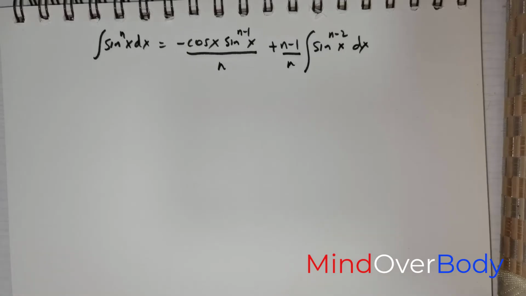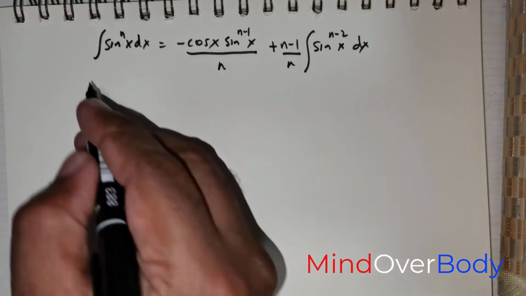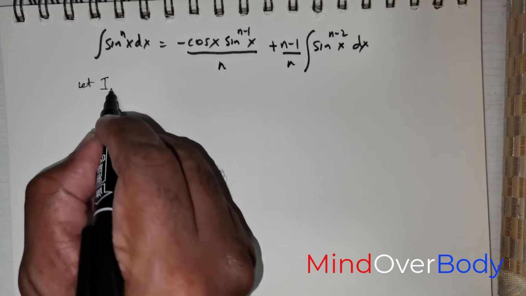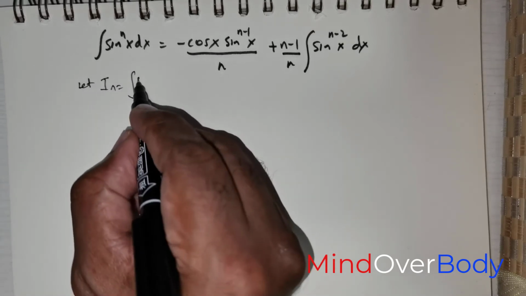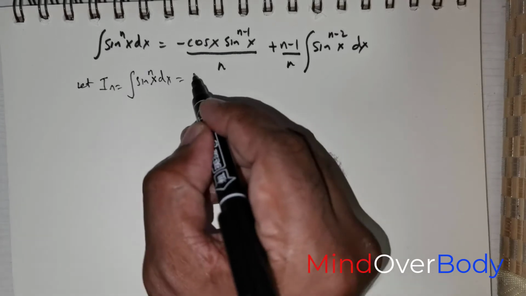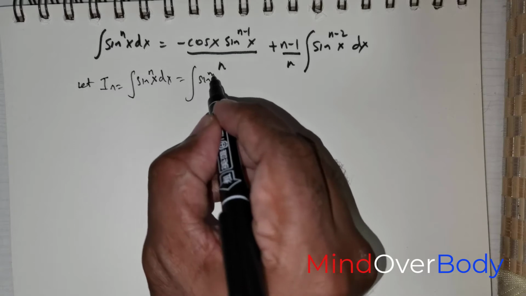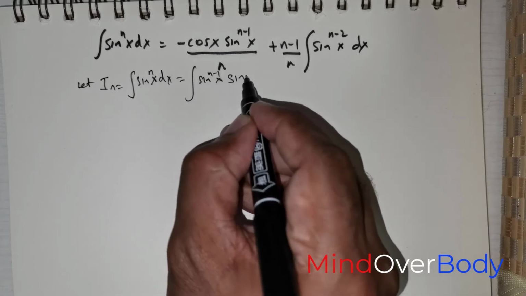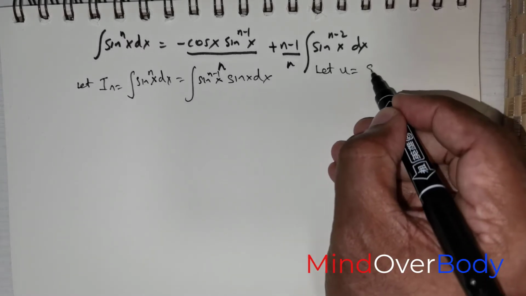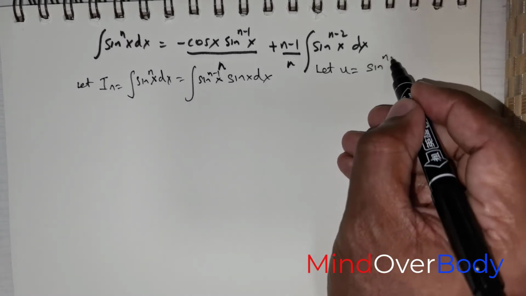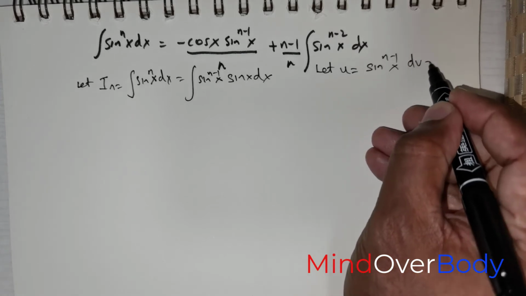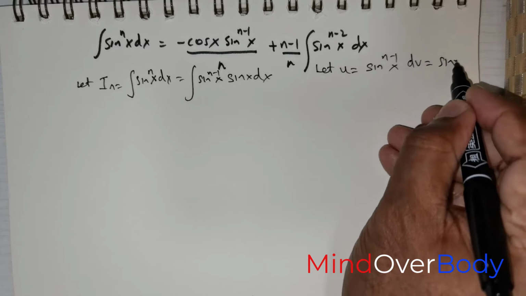Students, we will prove this reduction formula. So foremost, what I would like to do is let I suffix n be equal to integral sine raised to the power of n x dx. I will rewrite this as sine raised to the power of n minus 1 x times sine x dx. Then I will make the substitution for u to be sine raised to the power of n minus 1 x, and my dv to be sine x dx.